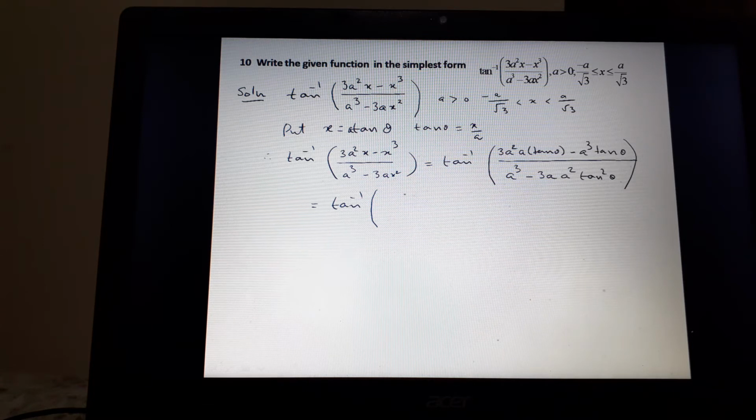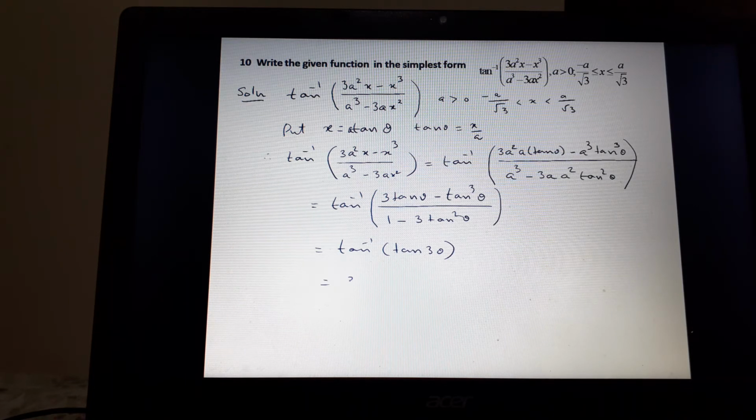So a cube cancels. So I can write 3 tan theta minus here of course tan cube theta, divided by 1 minus 3 tan square theta. So if you remember, this is last year's tan 3 theta formula. So tan inverse of tan 3 theta. So this is exactly tan 3 theta. So this is 3 theta, tan inverse of tan. So this is equal to 3 theta.